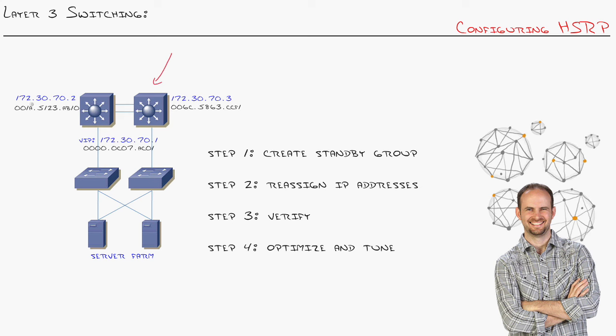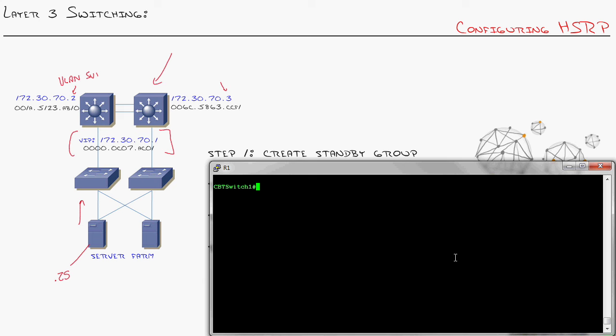I actually have this configuration set up right now, two layer 3 switches. I've got the VLAN 1 SVI, switch virtual interface, configured on both of them with dot 2 and dot 3. We're going to set up a virtual IP address for this. I have a server sitting here at dot 25, which is going to be our little test subject to ping up here. Let's make it happen, right? So I'm going to go up here to CBT switch 1. That's the one on the left.